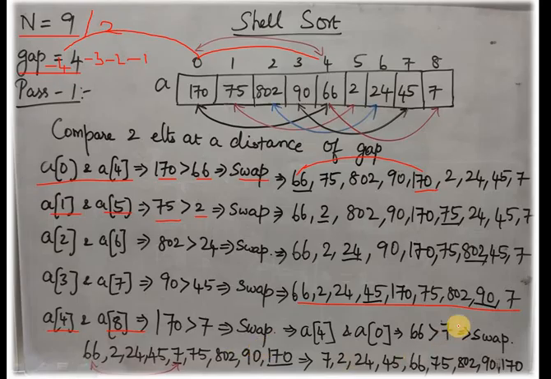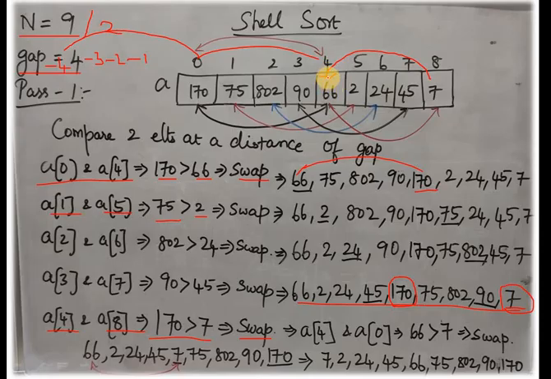In this list, A of 4 you are having 170. So 170 and the A of 8 element is 7. So you have to consider these two elements, 170 and 7. The left hand side element is greater than the right hand side element, so you have to swap. When you have done this swap, we have swapped the 8th position element to the 4th position element.